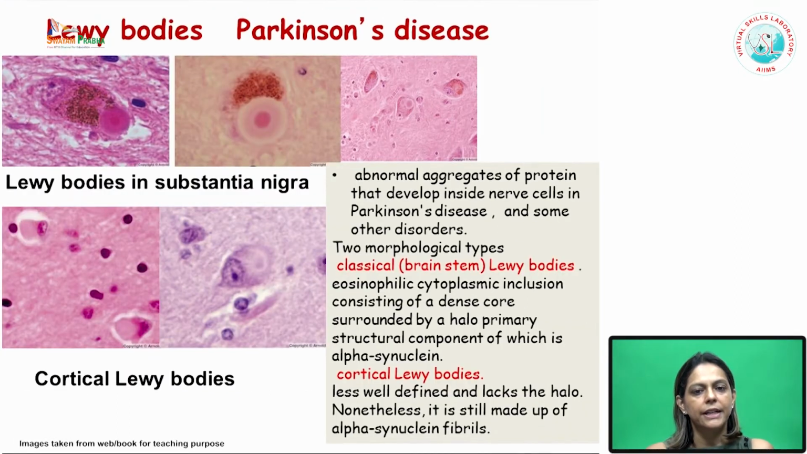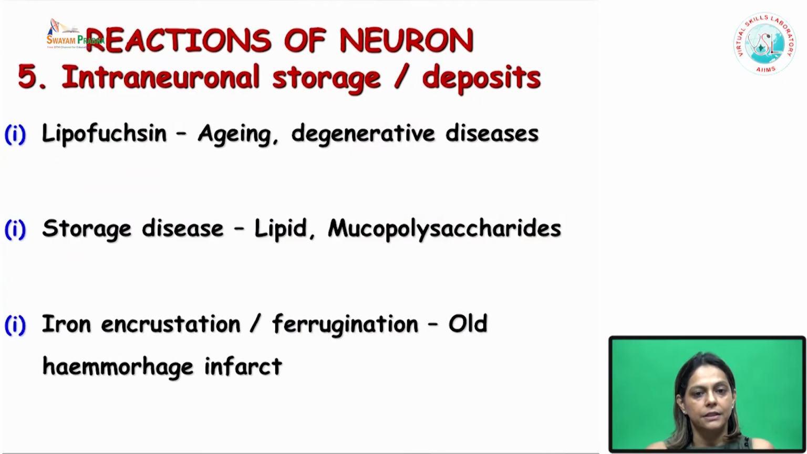Okay. So similarly, Lewy bodies can be seen in the substantia nigra in people with Parkinson's disease. Now coming on to the next reaction of the neuron, it is intraneuronal storage deposits. Storage deposits are mostly seen in the cytoplasm.